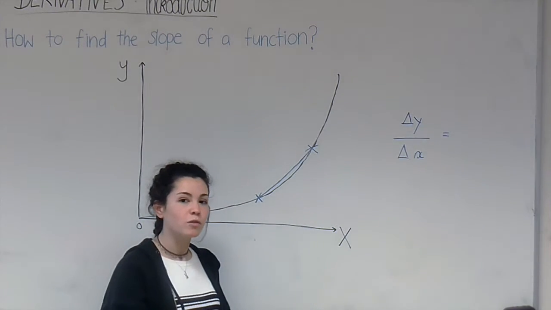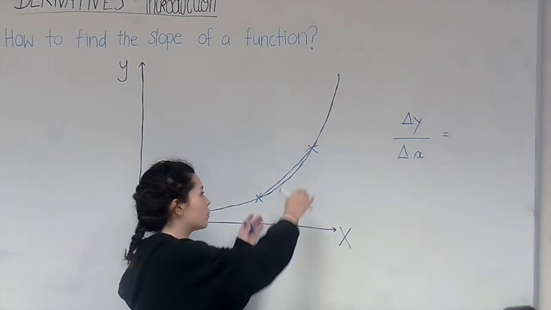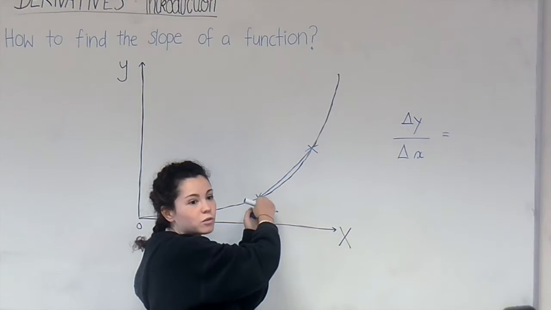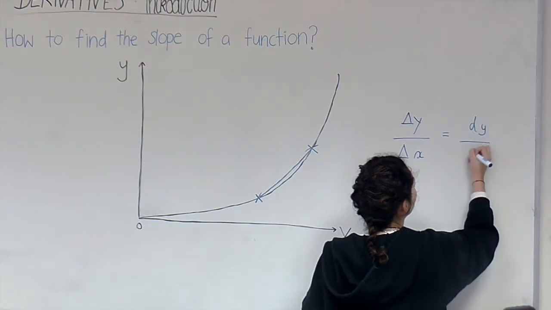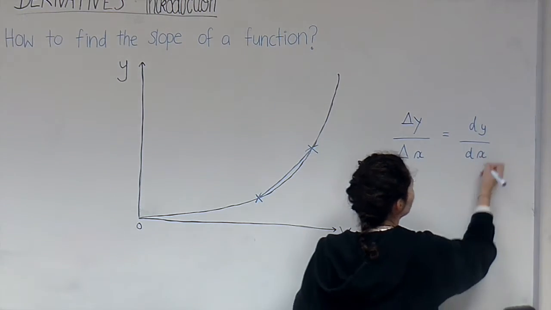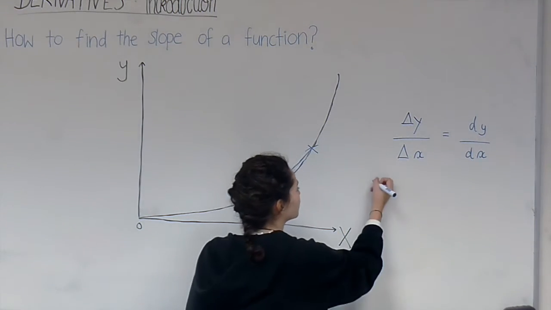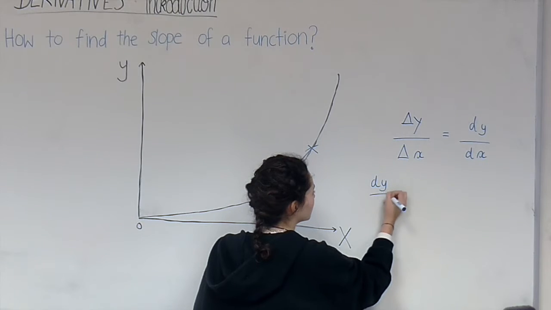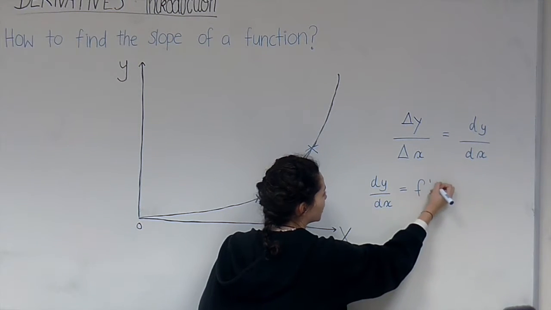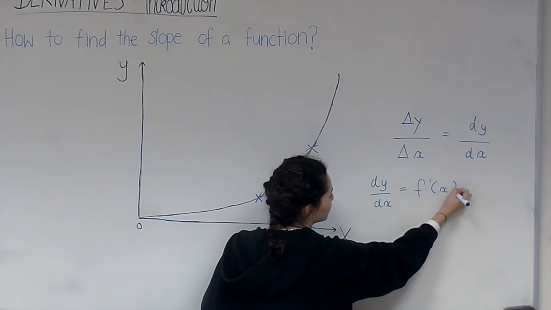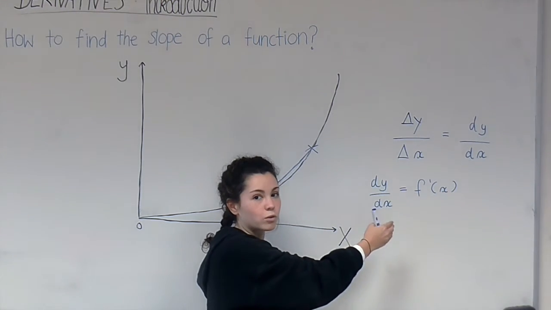However, for the curve, we just saw that we want to make this change as little as possible. We want to approach these points as much as we can. Therefore, we're going to represent it like this instead, dy over dx. And dy over dx is going to be the same as if you were writing f prime of x. So this is how you show your derivative.